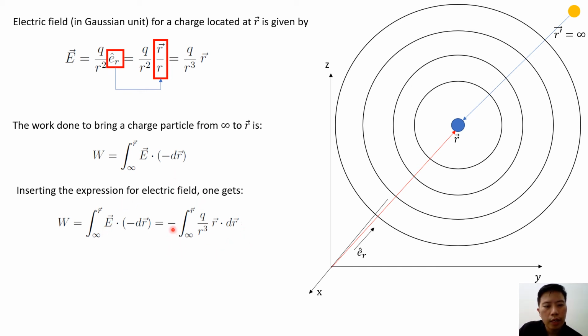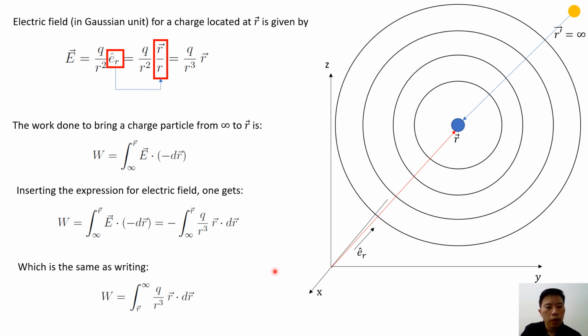So here you have a negative, which comes from this negative here, and here you are going to integrate from infinity to r. So basically you are going from here to here, and this is the same as writing it like this, where you do not have a negative sign here, but you are going from r to infinity, that is from r to here. Okay, so these are the same way of writing the equation.